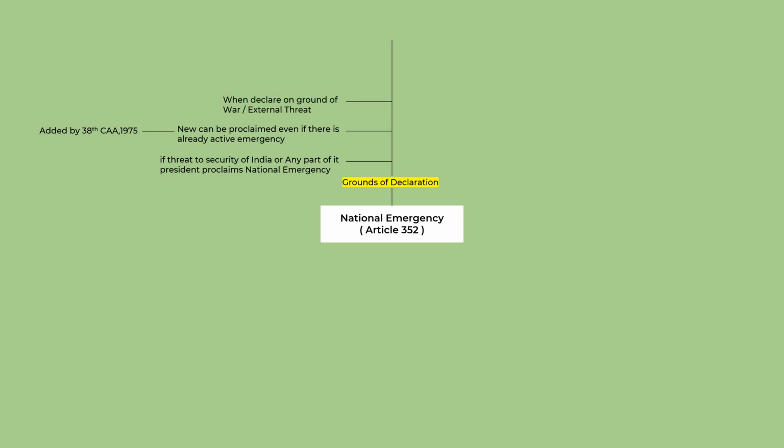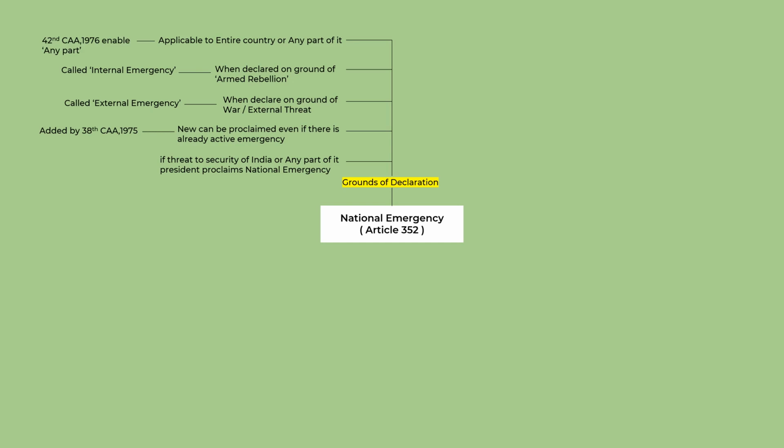When a national emergency is declared on the ground of war or external aggression, that emergency will be called an external emergency. When an emergency is declared on the grounds of armed rebellion, that emergency will be called an internal emergency. It is applicable to the entire country or any part of it. The 42nd Amendment Act 1976 enabled application to any part of the country.